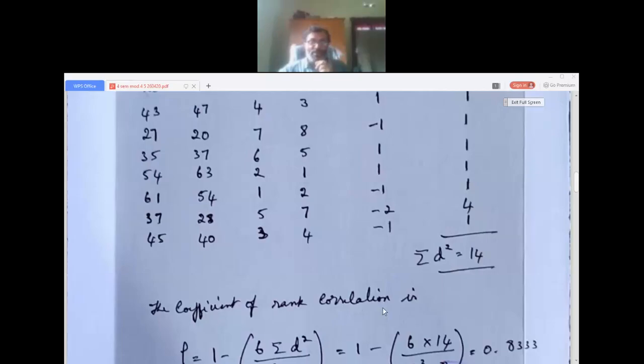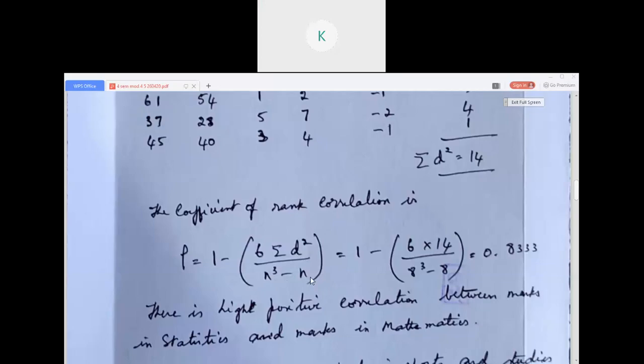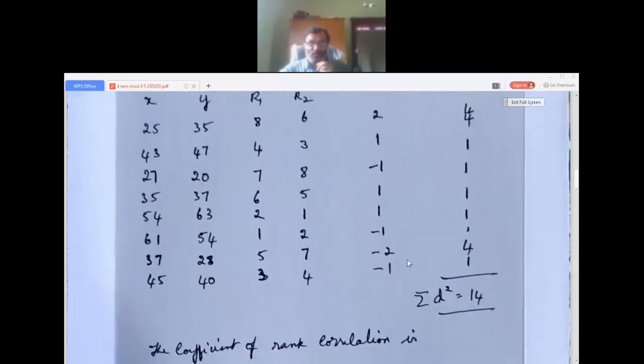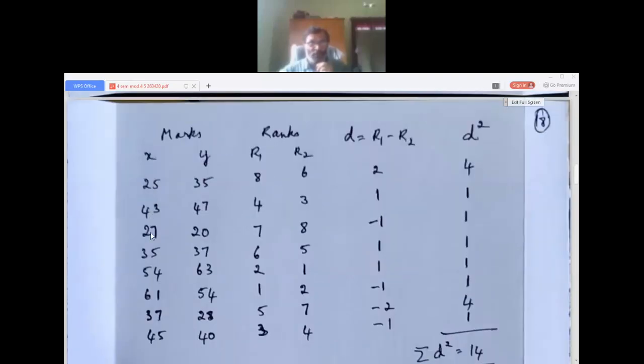Now the coefficient of rank correlation formula is rho equals 1 minus 6 sigma D squared divided by n cubed minus n. So 1 minus 6 into sigma D squared, which is 14, divided by n, which is 8. The number of students is 1, 2, 3, 4, 5, 6, 7, 8. So n is 8.